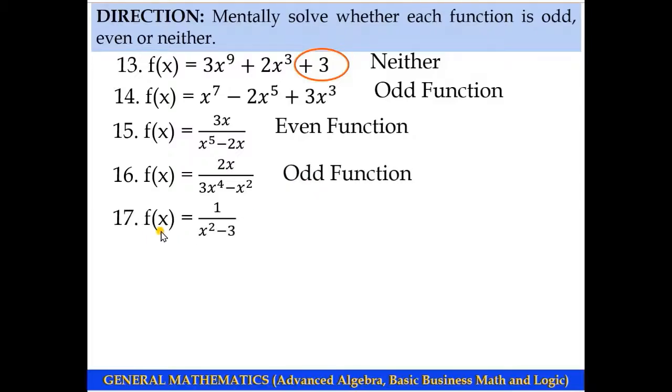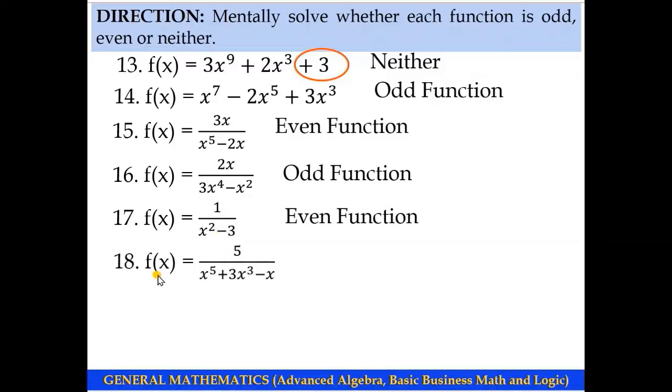Number 17. And this is also a rational function. F of x is equal to 1 over x raised to 2 minus 3. And this is an even function because the exponents are 2 and 0. And 2 and 0 are even integers. Take note, if we have a constant term, understood that this constant term is beside variable x with exponent 0. X raised to 0 is equal to 1. That is why 1 times 3 is equal to 3. And times negative 1 is negative 3.